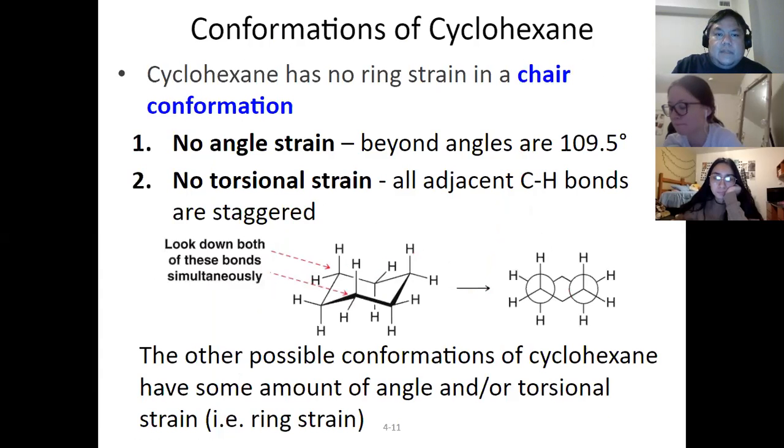All right. And so cyclohexane has no ring strain in the chair conformation. There's no angle strain. There's no torsional strain. This is your best way to get it. So this is the six-membered C6H12. The six-membered ring is fantastic, right?